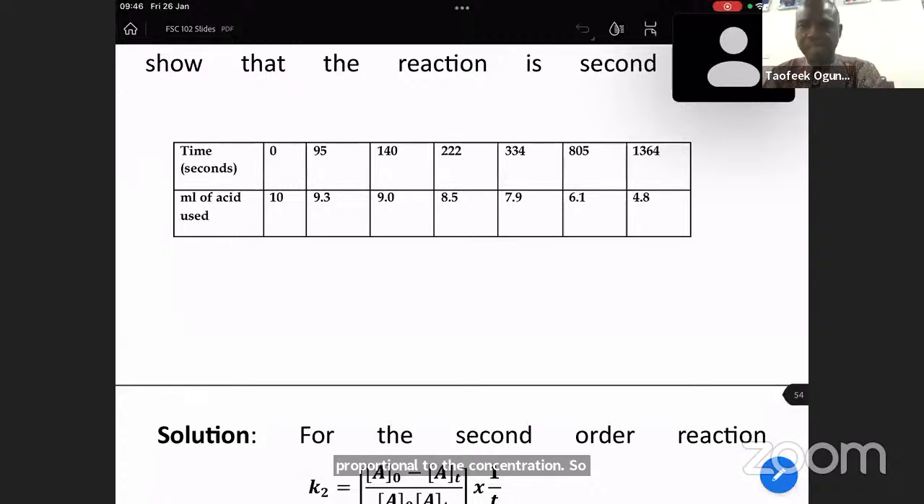After 5 seconds, you use 9.3. So you can say that at the end of it, that means we have consumed 0.7 mole equivalent of sodium hydroxide. Then at 140 it is going to be 10 minus 9 that you have consumed. That is the rationale behind this.